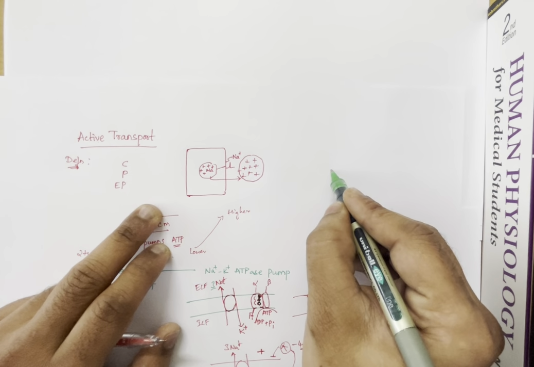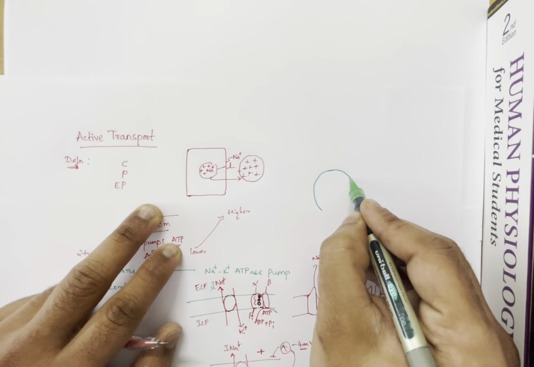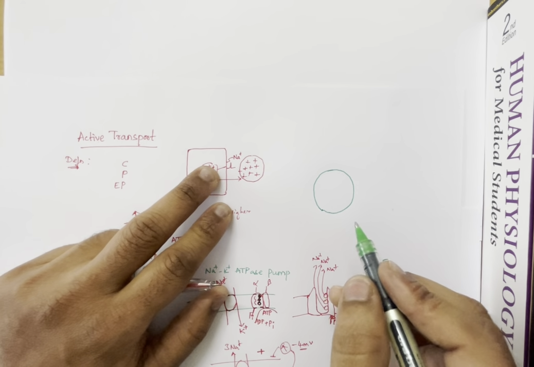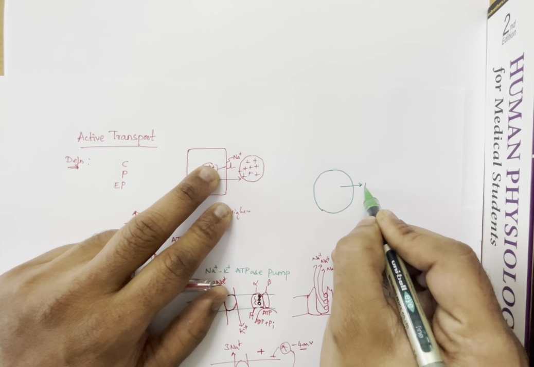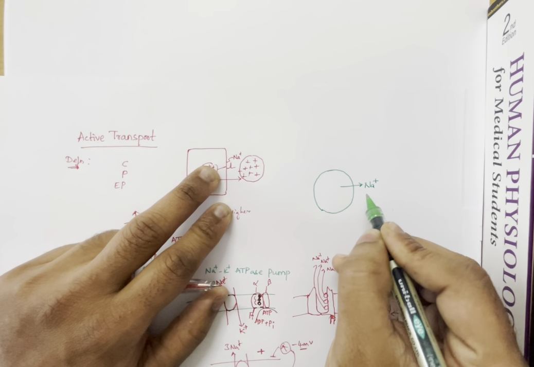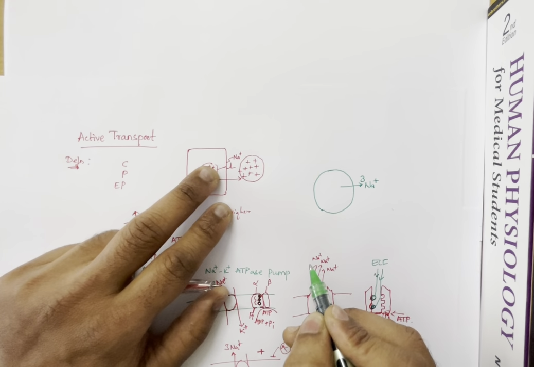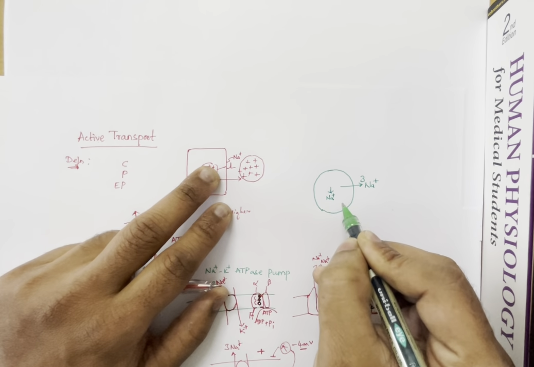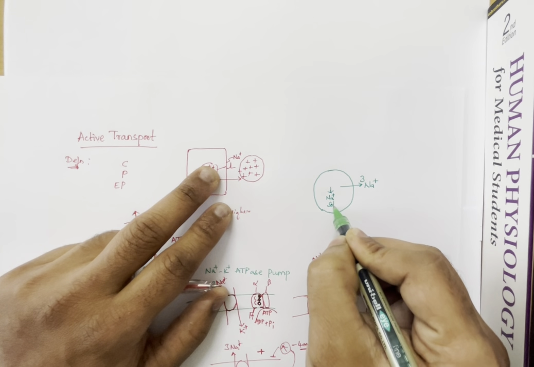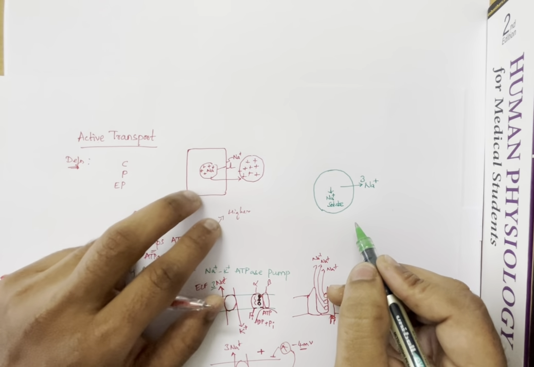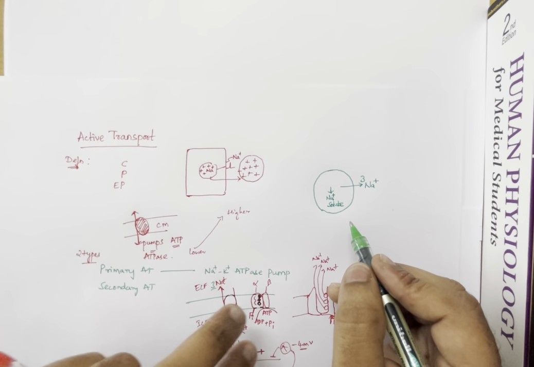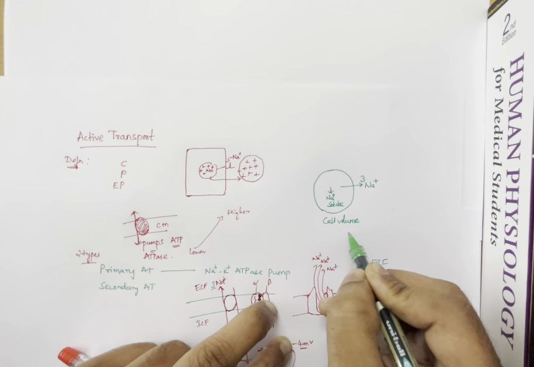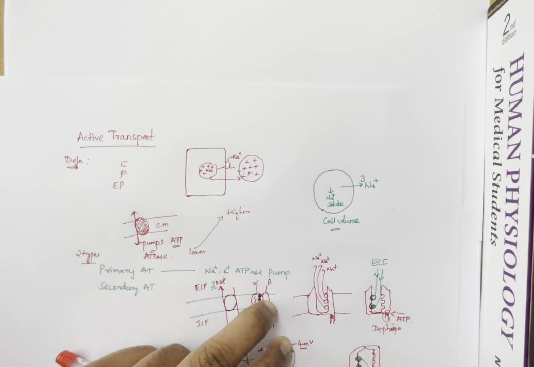So what is the role of this sodium potassium ATPase pump that is present in almost all the cells of the body? Because of its pumping action of sodium out, more sodium out, it decreases the sodium concentration within the cell, or it decreases the solute concentration within the cell, so that the cell volume can be maintained. The cell volume is maintained.